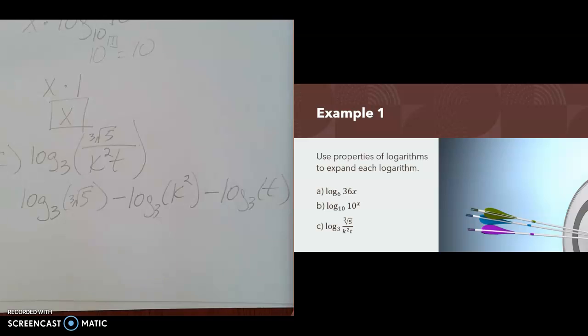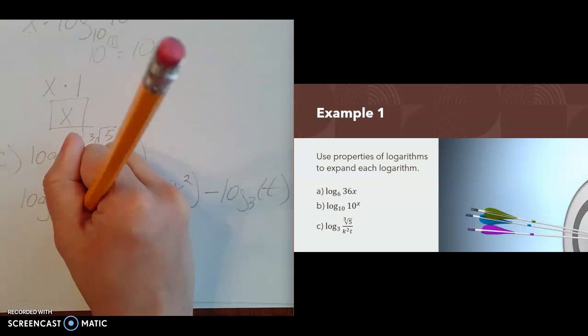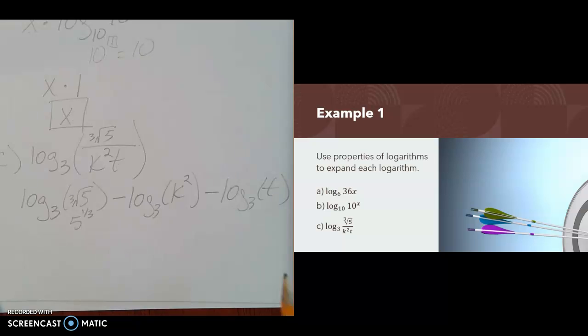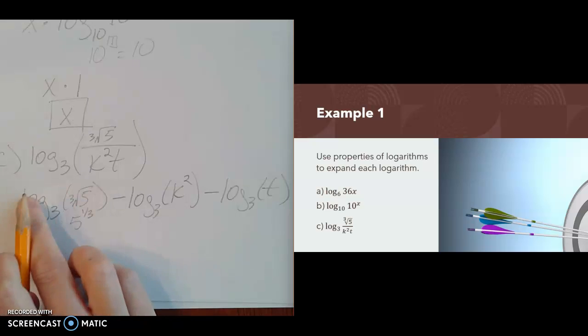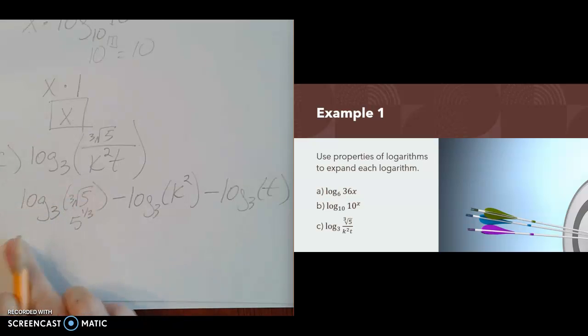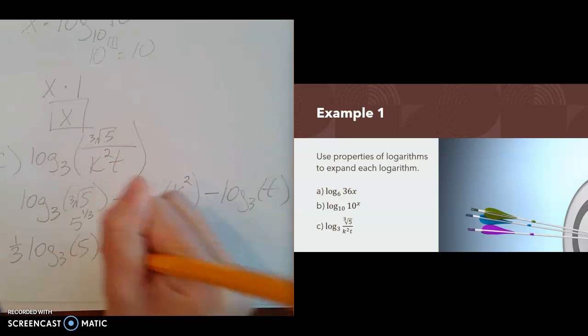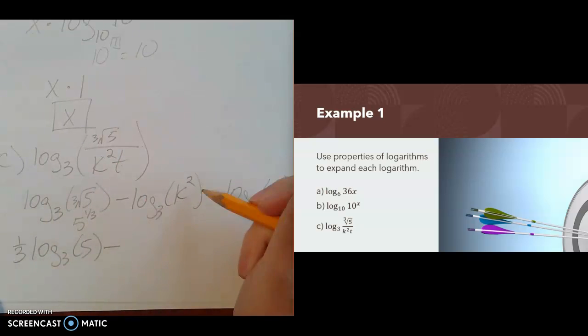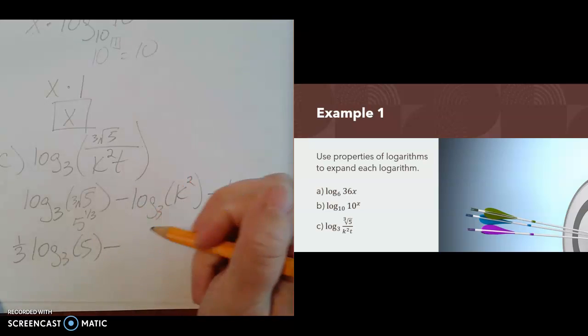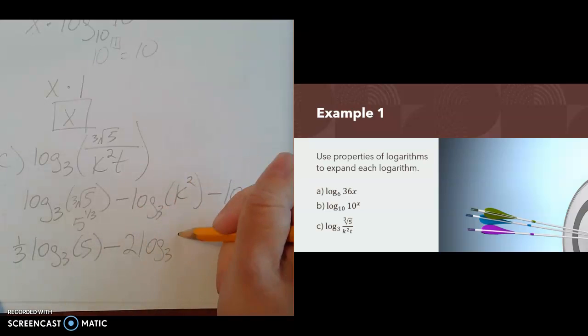Now I need to deal with my exponents. If you remember, when we have a cube root or any kind of root, you can write those as rational exponents. So the cube root of 5 could be rewritten as 5 to the 1/3 power. Then I've got this power inside my logarithm, and we can use the power property to put that exponent out front and multiply it by the logarithm. So this would be 1/3 times the log base 3 of 5 minus. In this next one, we have an exponent of 2. We can also use our power property here. So I'm going to move my 2 up front and multiply 2 times the log base 3 of k.